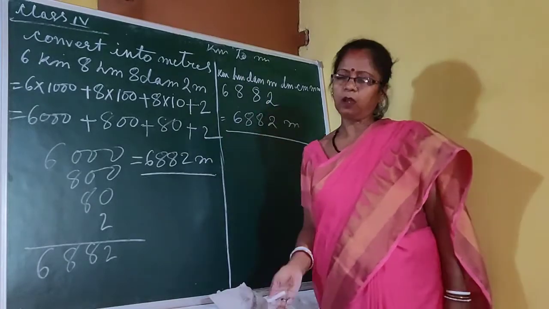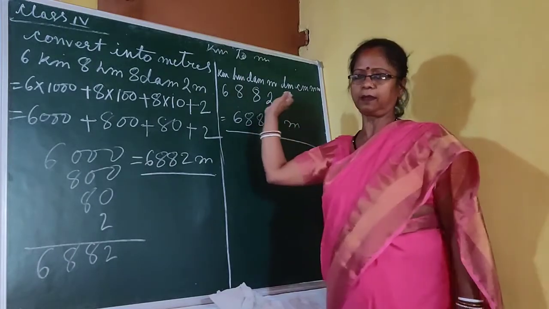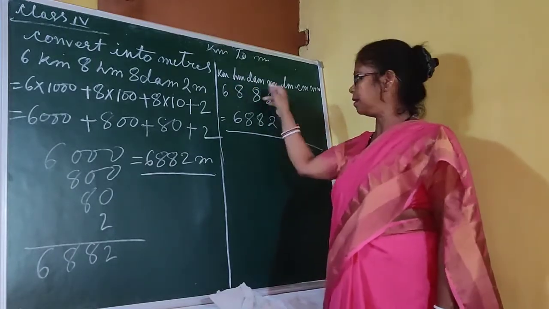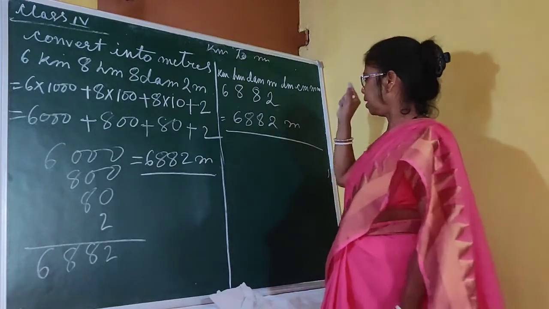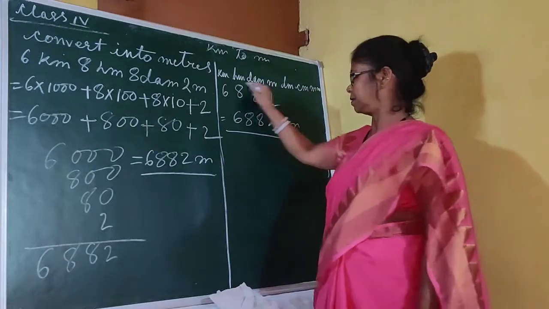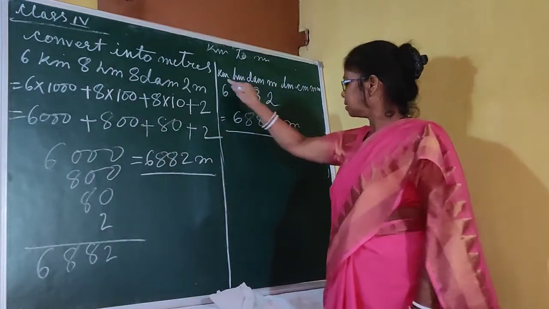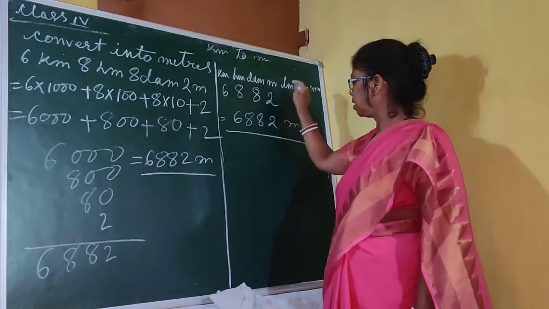So this much long calculation is no need to do. Directly write the table correctly. This should be correct. If any term is missing, then you will not get the answer. So always learn this table by heart, like a multiplication table, from bigger to smaller: kilo, hecto, deca, deci, centi.